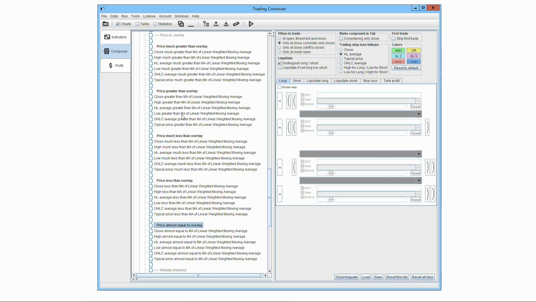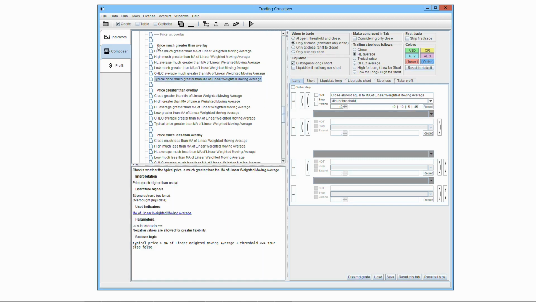For each of these, you can choose what price to use: close, high, HL average, which is the average between high and low, low, OHLC average, which is the average between open, high, low and close, typical price, which is the average between high, low and close. So we have all possible combinations for each overlay.